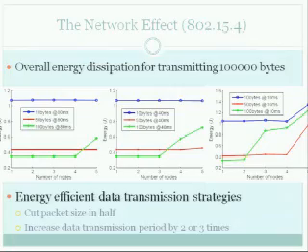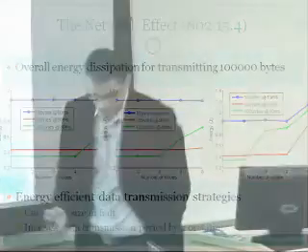Now, what this made us ask ourselves is, at the end of the day, can we just decide which radio to use and which network parameters to use in a completely offline way or not? And the way we answered this question was to compute the energy dissipation for transmitting 100,000 bytes for all the different network parameters that I presented before.